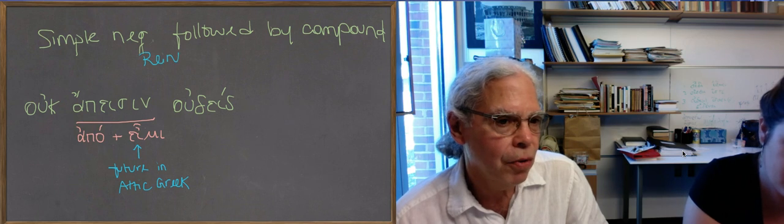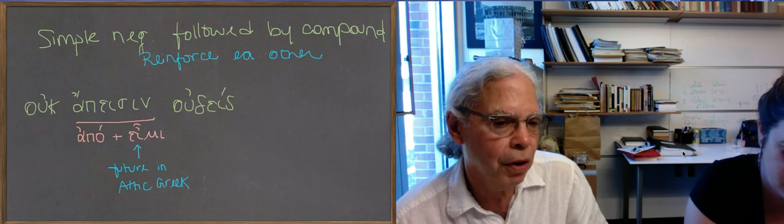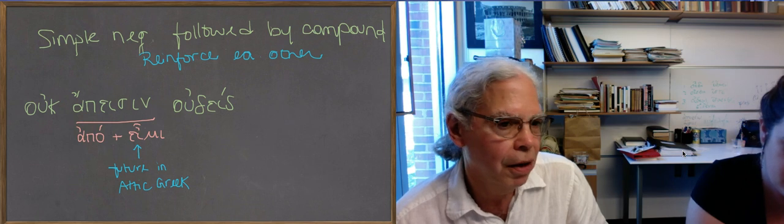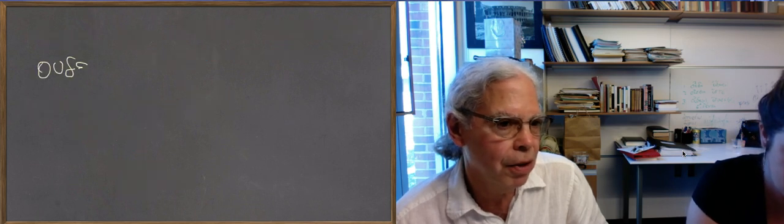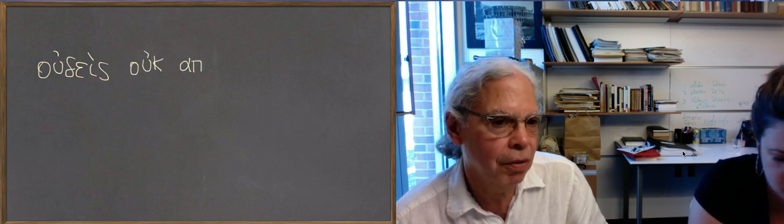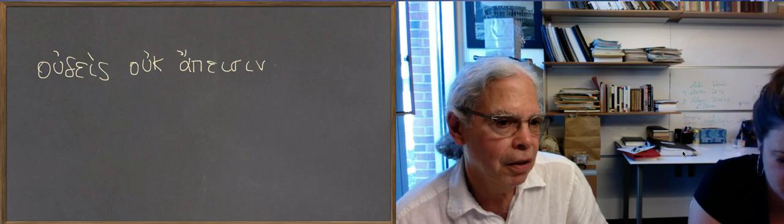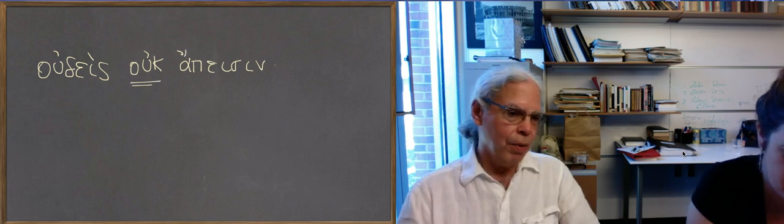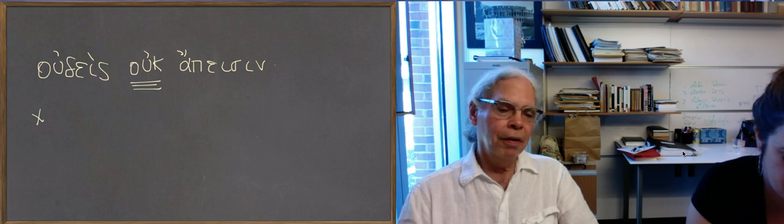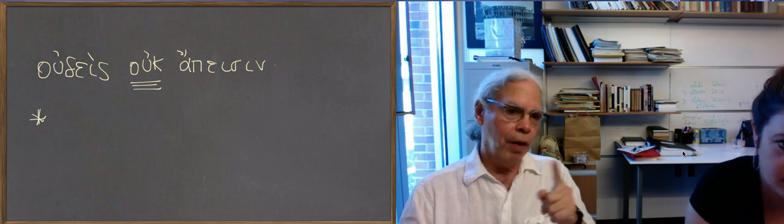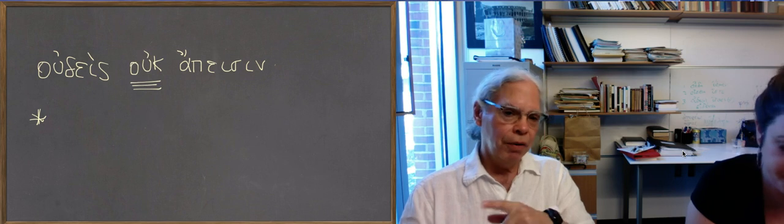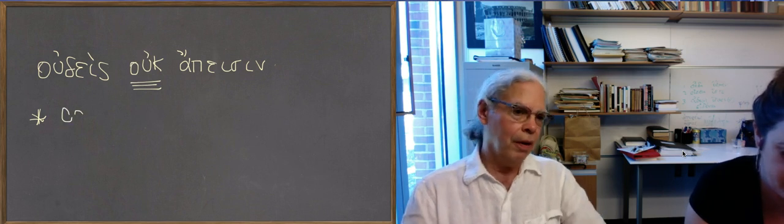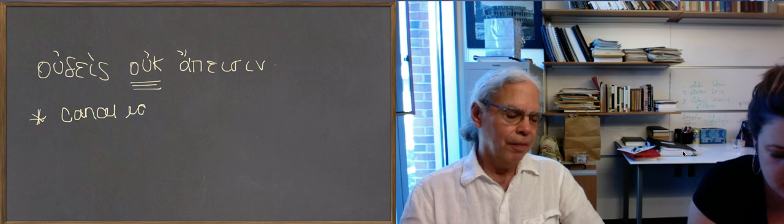Okay? If you do it the other way around and you say oudeis ouk apeisin, you put the compound negative oudeis before the ouk. Okay? Then they cancel each other out the way they do in English. No one will not go away. That means everyone will go away. Okay? So if you do simple followed by compound, they reinforce each other. If you do compound followed by simple, they cancel each other out. Cute rule.